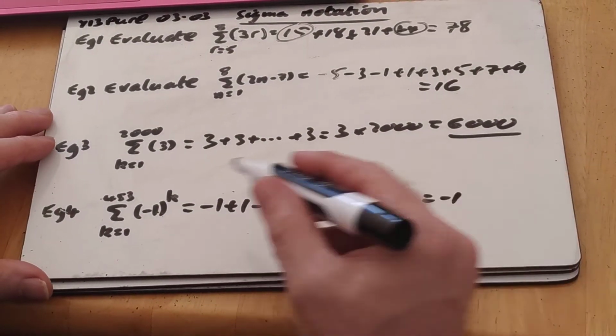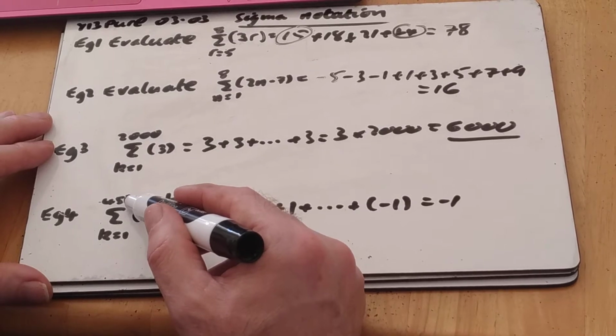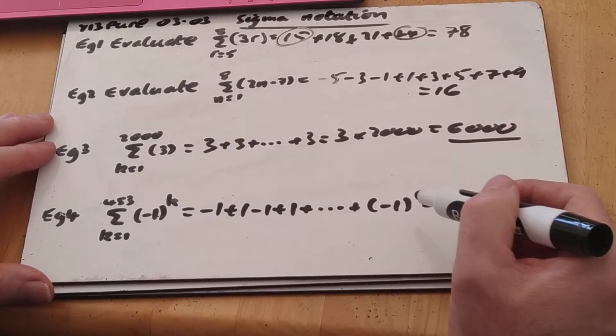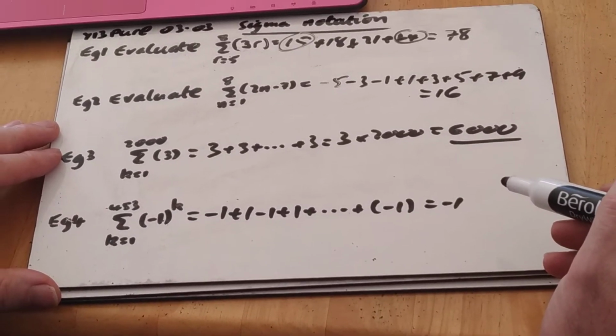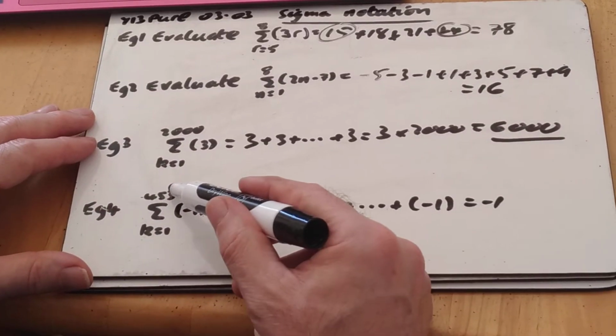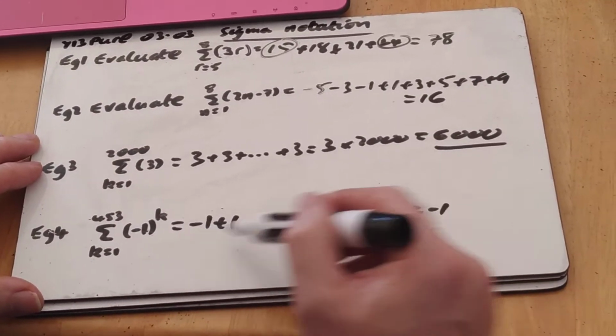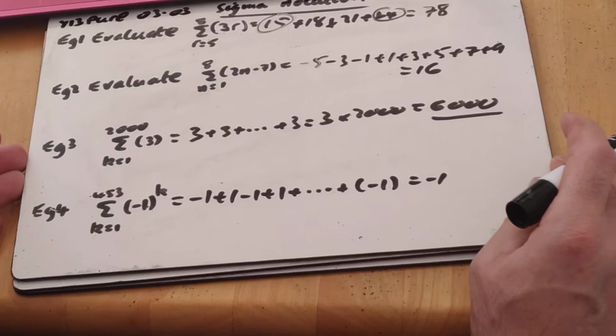Why do we end up with this? Because the k value at the top is odd. If it was even, we'd have an even number of terms, they would all cancel out, the answer would be 0. So in this case, because there's an odd value at the top, an odd number of terms, everything cancels out apart from the last one.